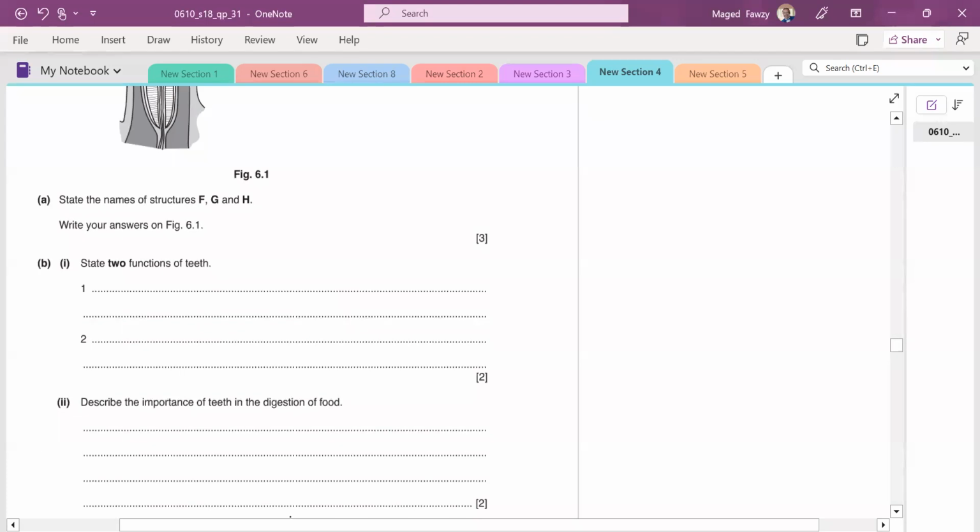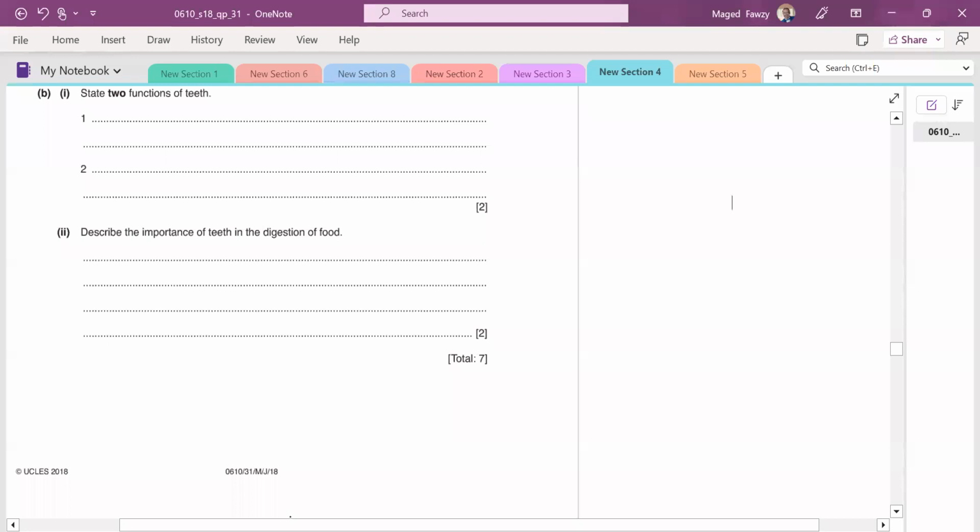State 2 functions of the teeth. For mechanical cutting and grinding digestion. Cutting and grinding, no, raise your voice please, I can't hear you. For cutting and for grinding. Cutting and grinding, okay. What else? For mechanical digestion. Very good, for mechanical digestion, and this is actually a general point, you can give me the mark. Okay, so mechanical digestion will be perfect. What else? Next question.